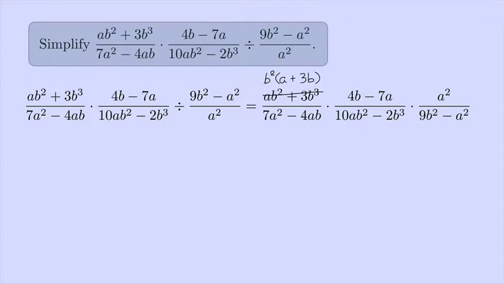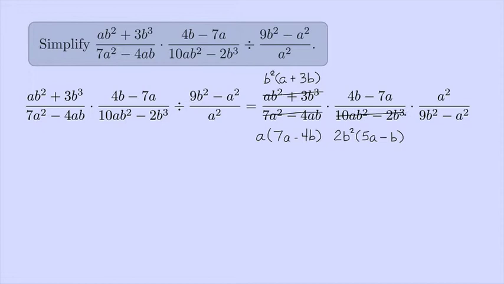Okay, and then down here I see an a that can be factored out. So that becomes 7a − 4b. The 4b − 7a can't be factored, but the thing below it has a 2b² that can be factored out, and that leaves behind a 5a − b.